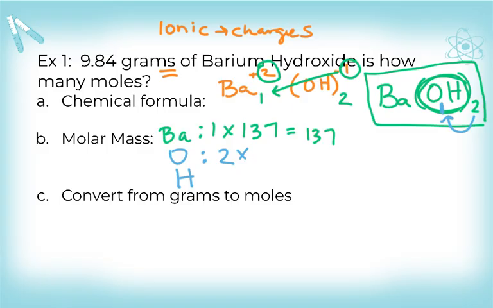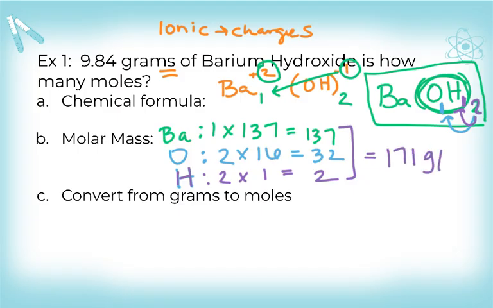And so 2 times, going to my periodic table, I get that oxygen has a mass of 16. So that's 32. And then same thing with hydrogen. I have 1 hydrogen in that OH group, but I have 2 OH groups. So that means I have 2 hydrogens total. And each hydrogen has a mass of 1.008, but we round to 1. And so that's going to be 2. And then I'm going to add all of those up to get my total molar mass. So I get a molar mass of 171 grams per mole for barium hydroxide.